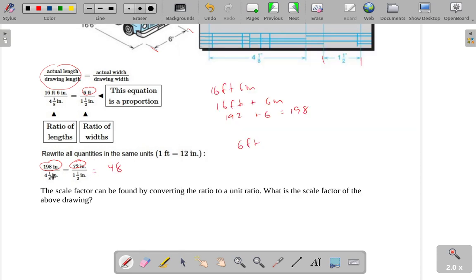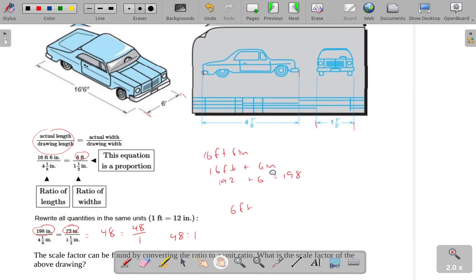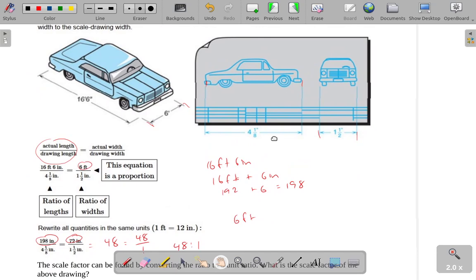I said this number divided by that number is 48, but since we're talking about a ratio, we want to express this as a ratio of two integers. So 48 to 1. The scale that's used here is a scale of 48 to 1, or often I think you'd say 1/48th scale for this particular drawing.